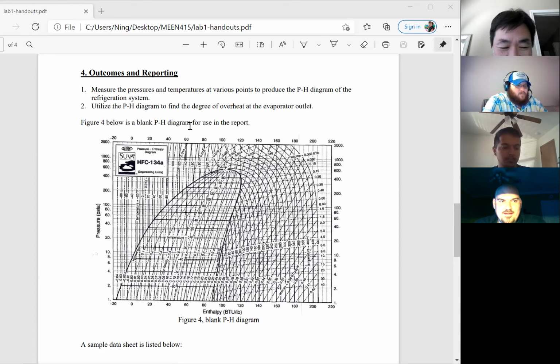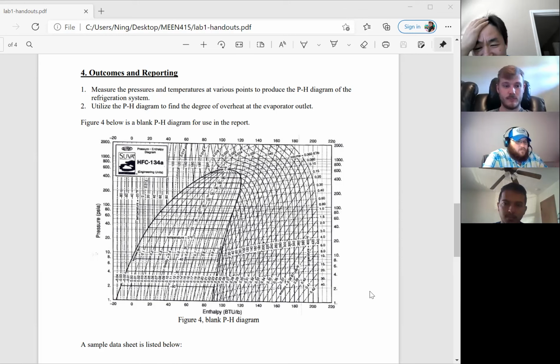P is pressure. See, here's the empty blank diagram, right? Pressure versus enthalpy, that's called the pH diagram. Enthalpy is usually represented by H. So in the refrigeration cycle, what's the other one? Is it a TS? Yes, that's a TS diagram. I assume everybody knows.